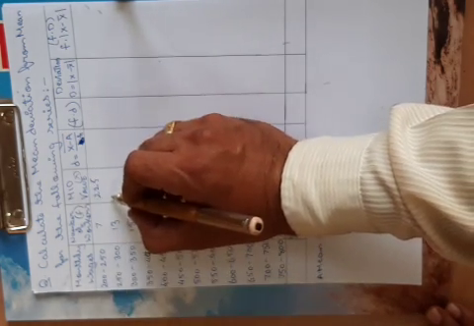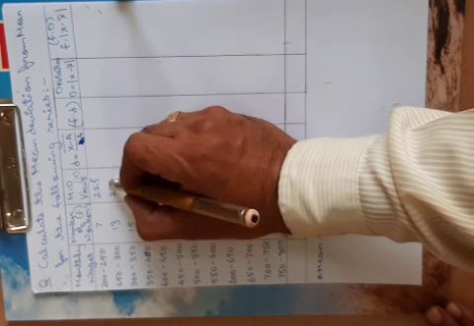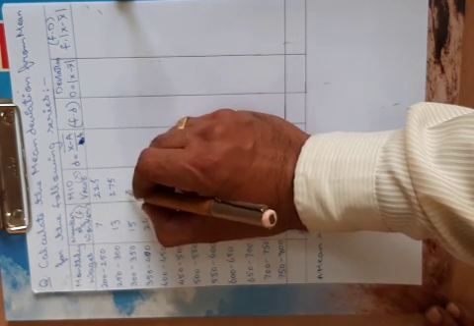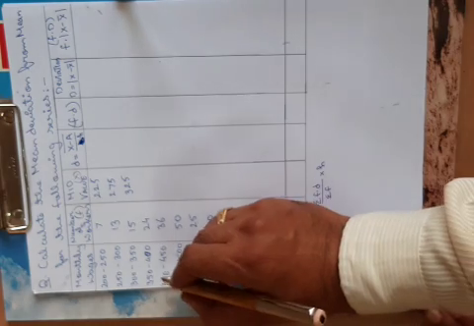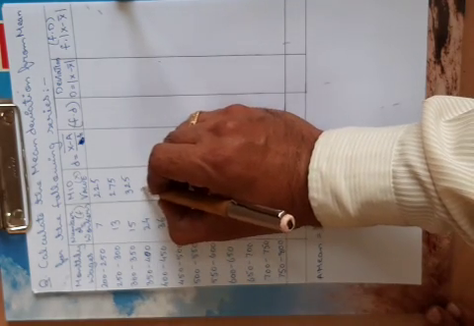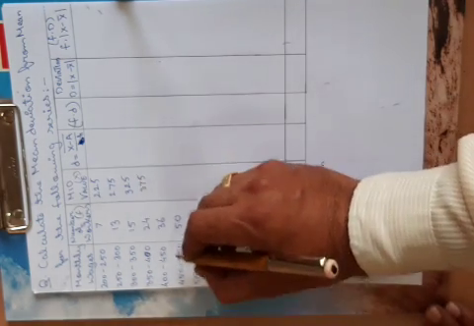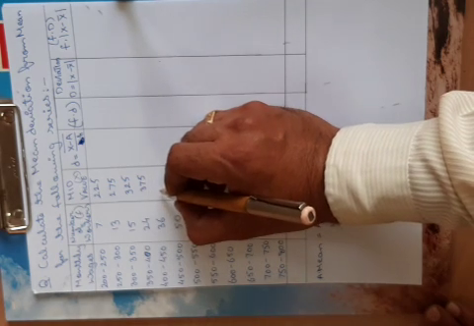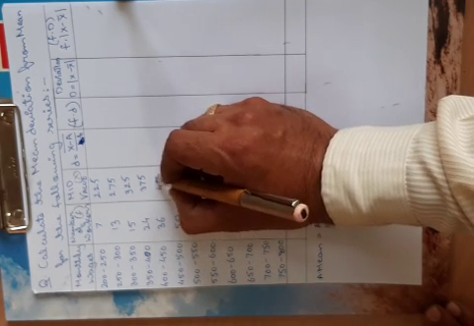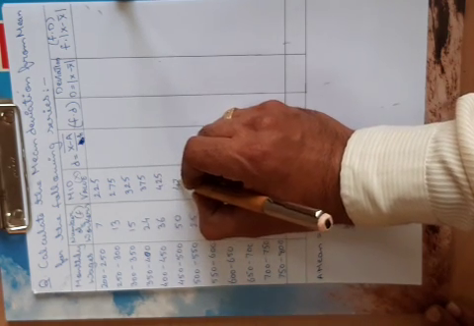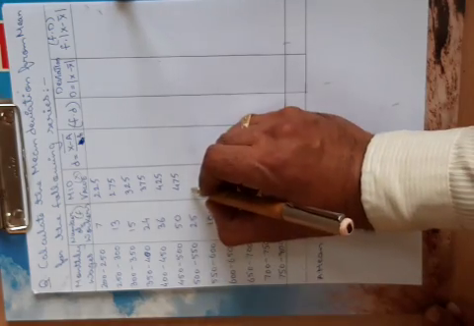Similarly, for the next one it is 275. For the next it will be 325. For the next, that is 350 to 400, this will be 375. For the next, 400 to 450, it will be 425. Similarly, for the next it will be 475. Next will be 525.